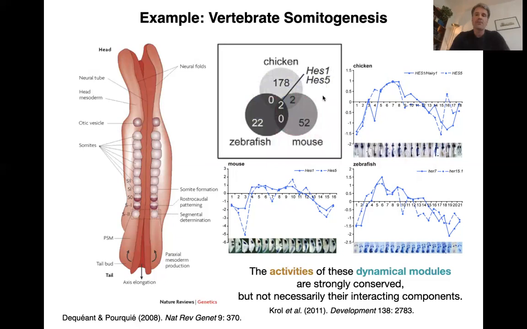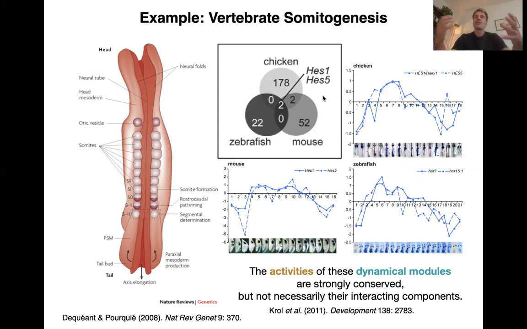There is no conservation otherwise. These organisms do not share any molecular components between each other. And yet there is no doubt that the process is homologous, because the activity, the function of these three different dynamical modules is conserved. They do exactly the same thing in those different animals. So here is where this new account of process homology in terms of activities is very important, because you couldn't identify components here, like Gilbert and Bolker suggest, in this system. And yet there is no doubt that this process of somitogenesis is conserved.